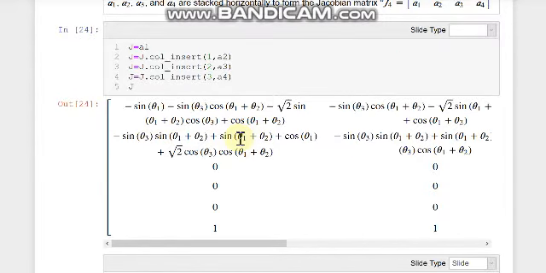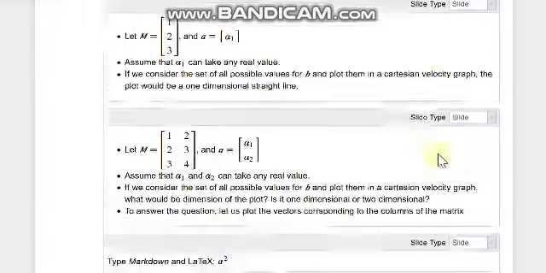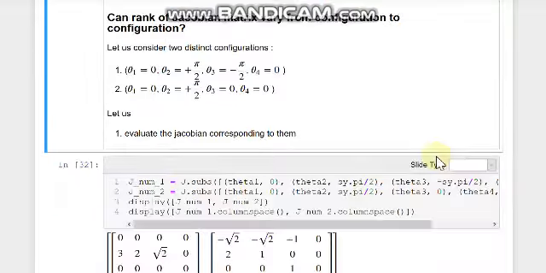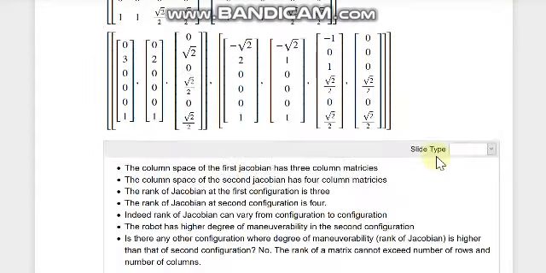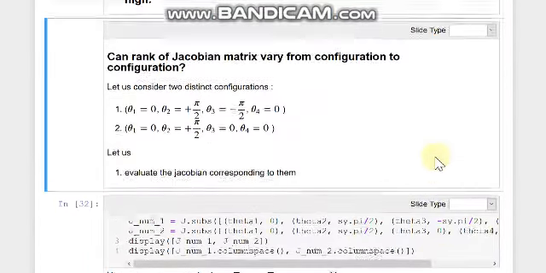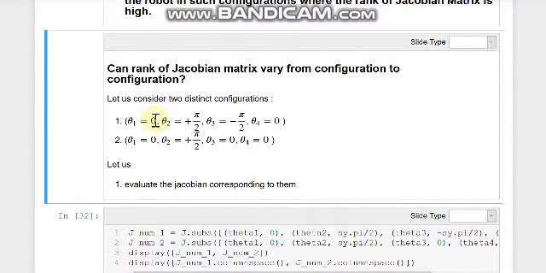Now, what we are looking at is that when the configuration changes, the Jacobian changes, and when the Jacobian changes, the rank of the Jacobian may also change. That is the question we are considering. In order to answer that, we are showing 2 examples, 2 configurations. This is the first, this is the second. The first is the standard configuration, which we have been considering for quite a while.